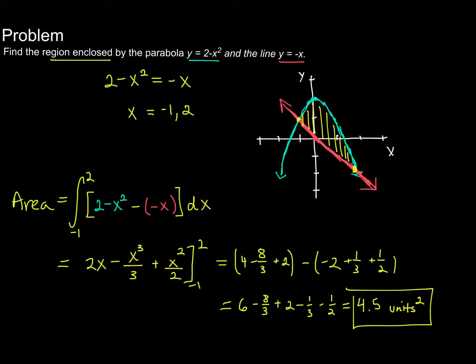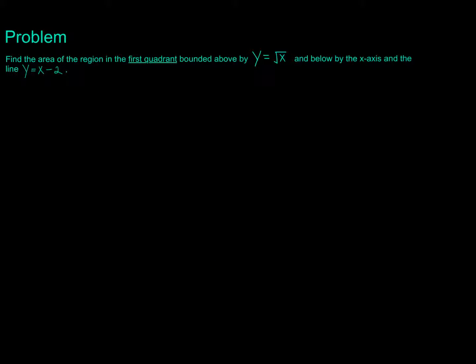Let's do one more problem. Okay, so here we want to find the area of the region in the first quadrant bounded above by y equals square root of x and below by the x-axis and the line y equals x minus 2.